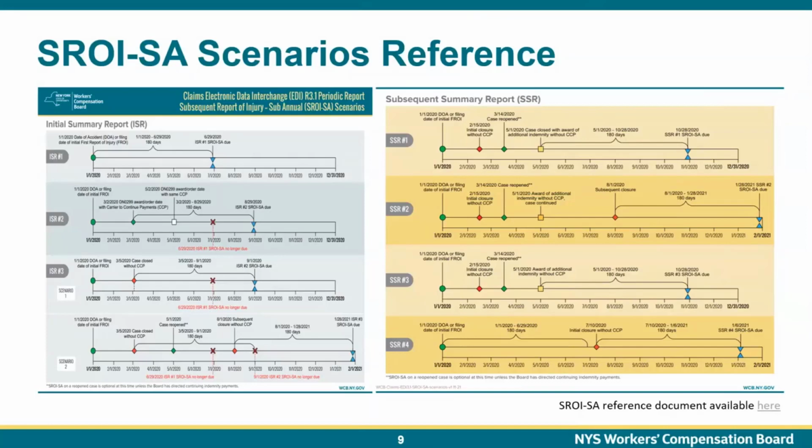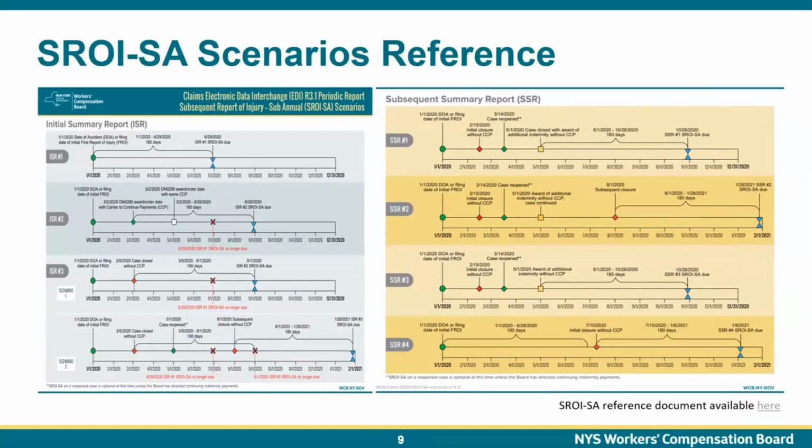In scenario two, we introduce the concept of an award order date and carrier to continue payments. Many of you know that as CCP in our terminology. When that happens, the SA due date actually resets. So in this case here, it would be due on August 29 due to the date resetting based on our award order date of March 2nd.